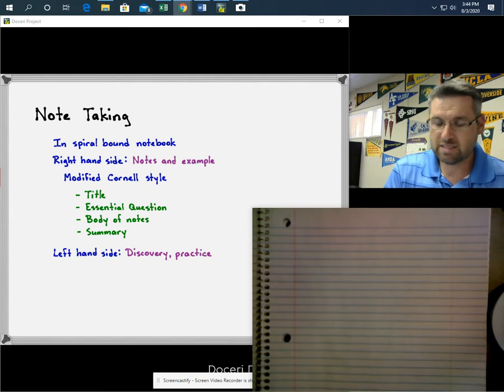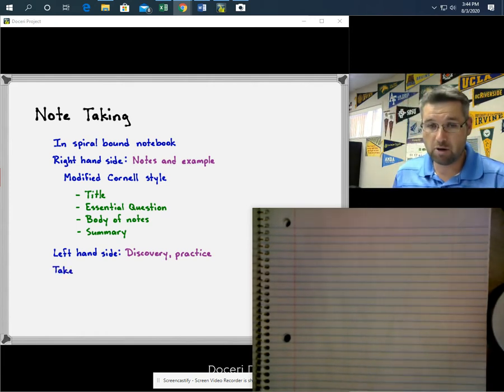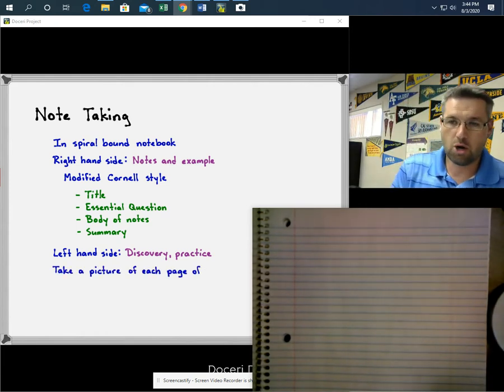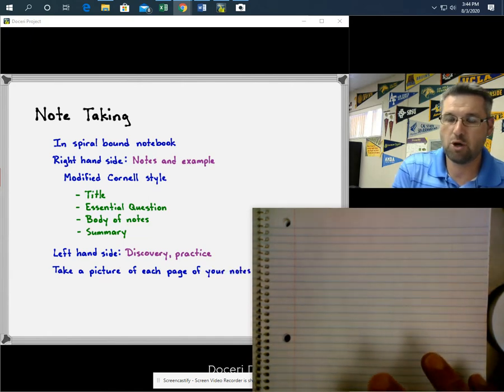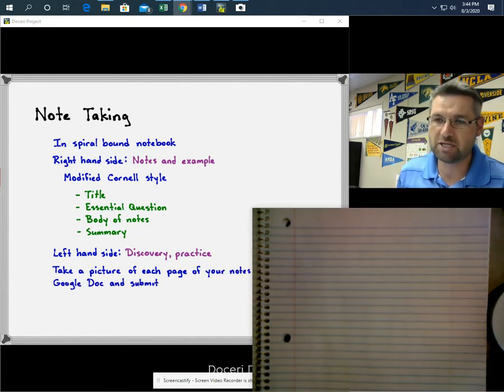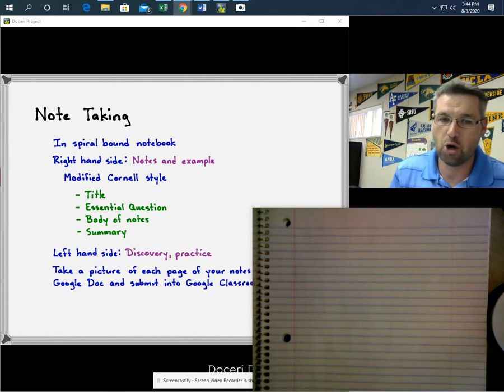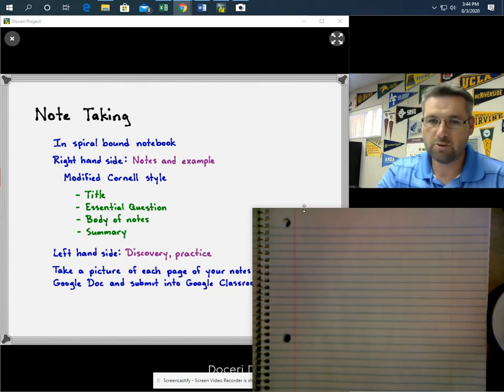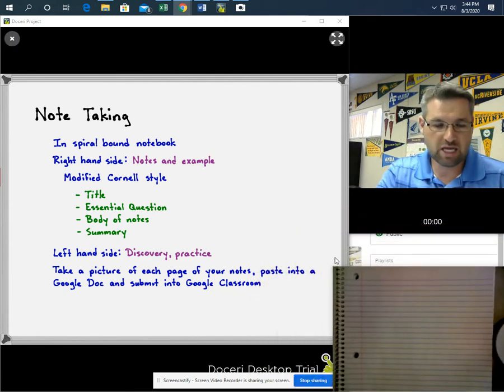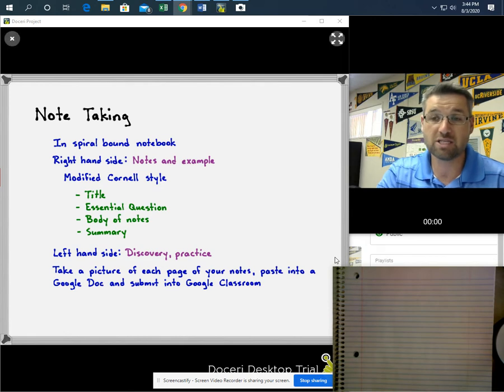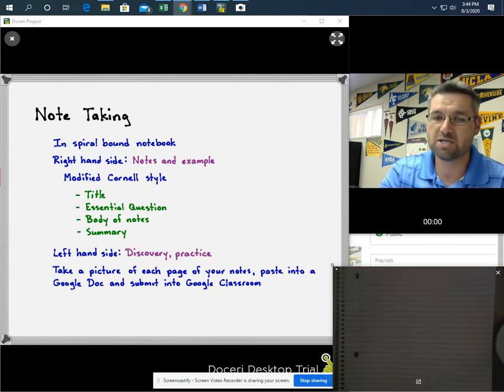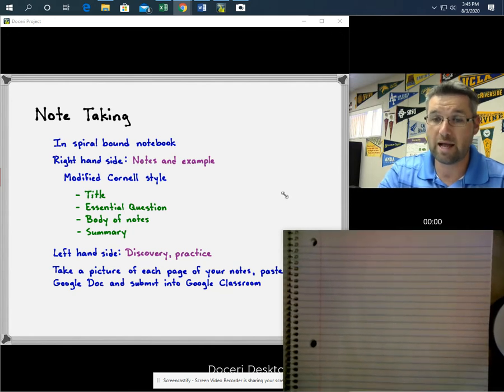Okay. So with that said, the last part of note-taking is that you are going to keep your notes in this spiral-bound notebook. There should never be a case where you rip the pages out, throw them away, or do anything else with them. They should stay in your notebook. But what you're going to do is you're going to take a picture of each of the pages of your notebook for each set of notes, and you're going to paste those notes into a Google Doc, and then you're going to submit those notes through Google Classroom so I know that you are taking notes correctly, okay?